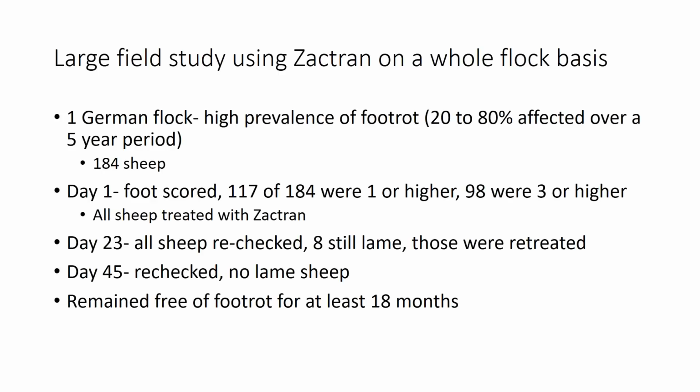On day 23, all the sheep were rechecked. Eight were still lame, and those were retreated. Now that's pretty impressive. Out of 117 sheep and one injection of Zactran, there were only 8 lame sheep after 3 weeks. Any of you that have fought foot rot know that's impressive. On day 45, rechecked, no lame sheep. That specific operation remained free of foot rot for at least 18 months, at which time they quit monitoring it.